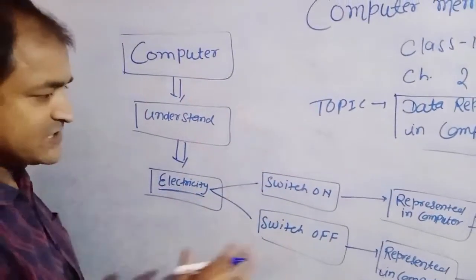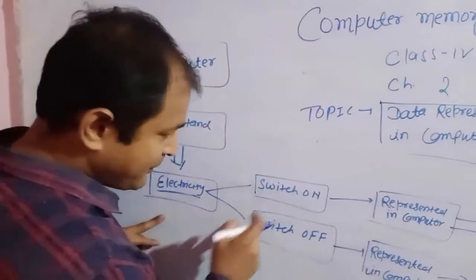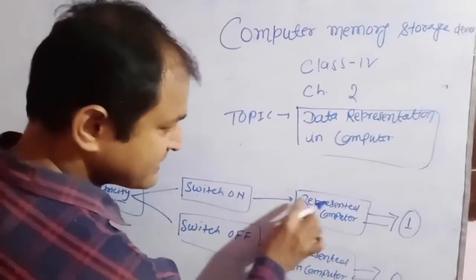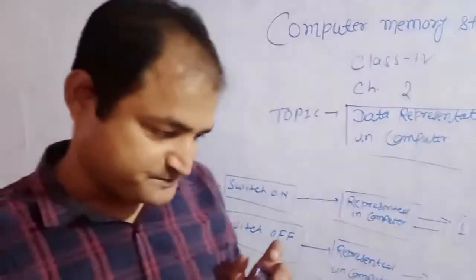I hope every student understands. Computer understands electricity, the two types of electricity mode, switch on and switch off. Switch on represented in computer is 1 and the switch off represented in computer is 0.